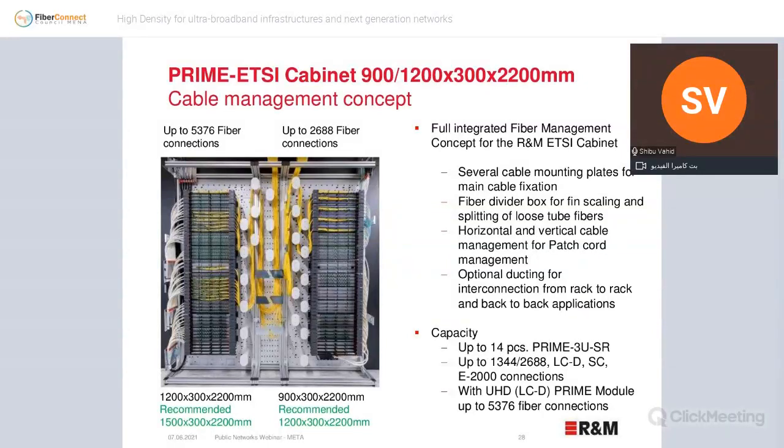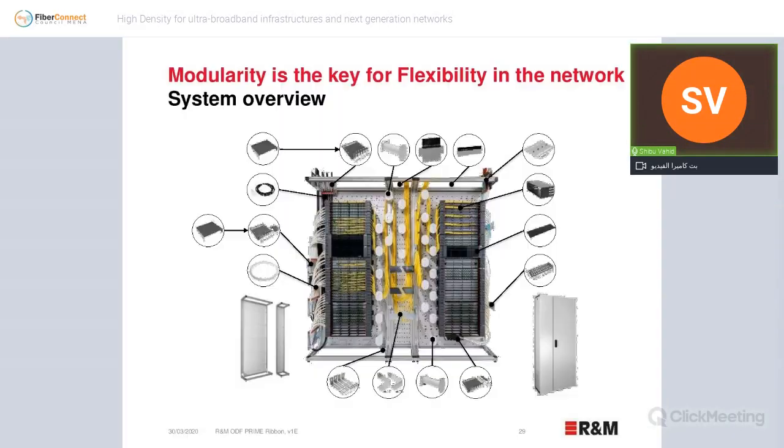So in short, the entire ODF is allowing you to have 5,300 plus fiber optic connections in LC with high form factor. And if you are going for a low form factor connectivity as well as the high form factor connectivity, 2,688 fibers in a C connection.